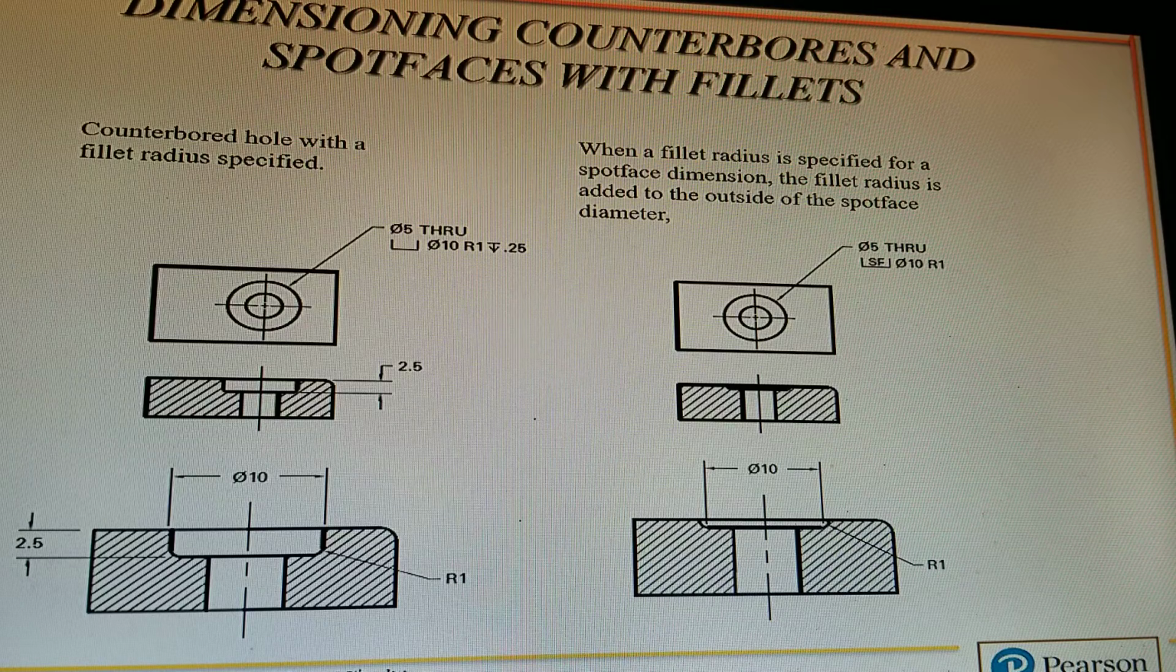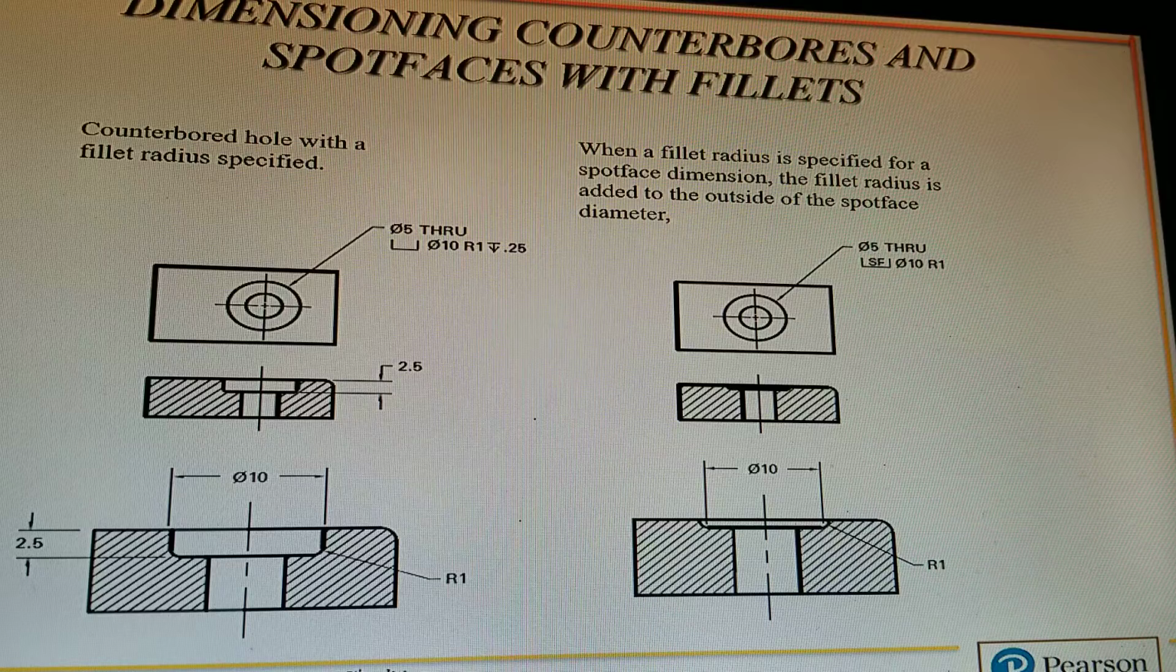Dimensioning counterbores and spot faces with fillets. Counterbore hole with a fillet radius specified. You have a top view, and in a front view it's a section view, and then down below it's been enlarged, scaled up, and that's how you would put the dimensions on. When a fillet radius is specified for a spot face dimension, the fillet radius is added to the outside of the spot face diameter. So on the right, there's how you would do a spot face.